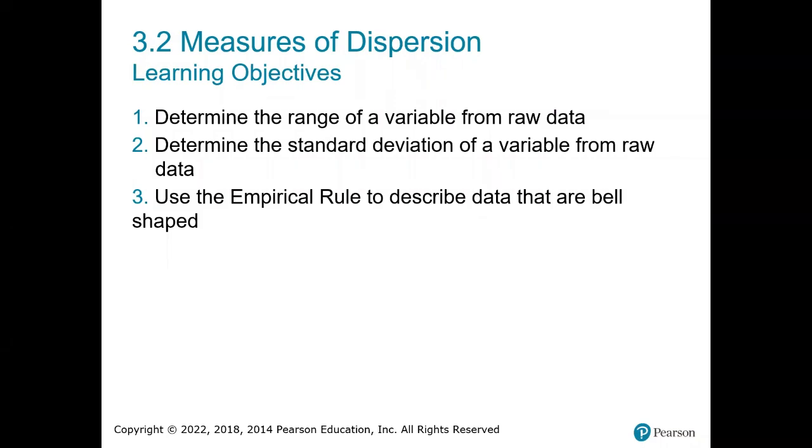Right. So the next section we're going to do is 3.2, and this is going to talk about measures of dispersion. The measures of dispersion that we're going to talk about are range and standard deviation. And standard deviation is going to then help us with what is called the empirical rule.